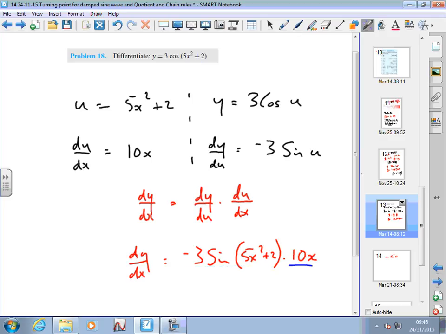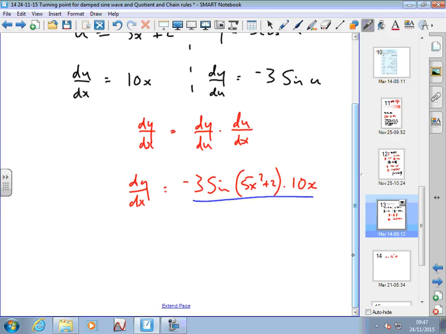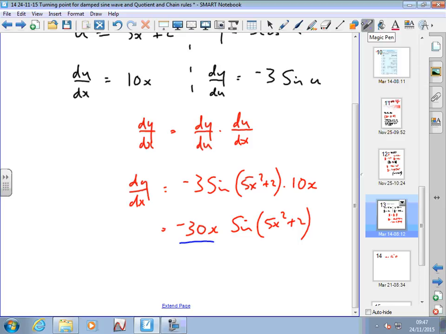And then what I forgot to do on the previous example, because I left it like that so I could show this, is to then simplify. So for the previous example and this one, what I would now do is try and simplify. I can multiply the 10 by the minus 3 to get minus 30. And I put the x in front and then finish off with the sine 5x squared plus 2. So that would be my final answer. I'd leave it like that because this, of course, in the wave function is the amplitude. So the amplitude is actually x dependent as well as this.